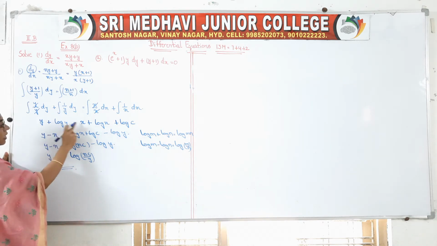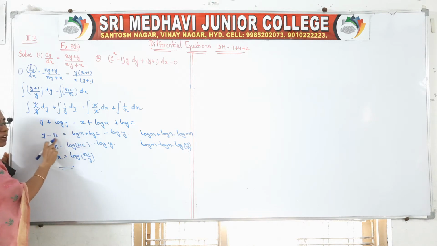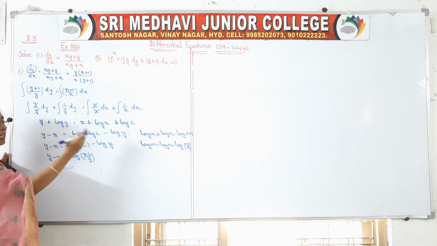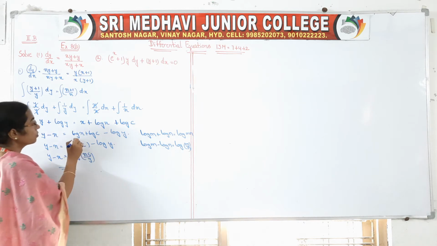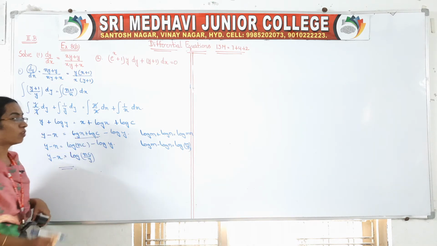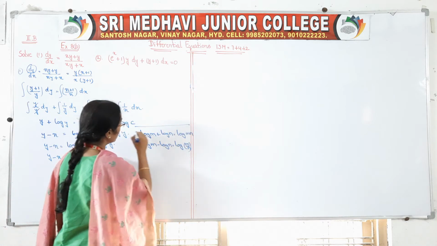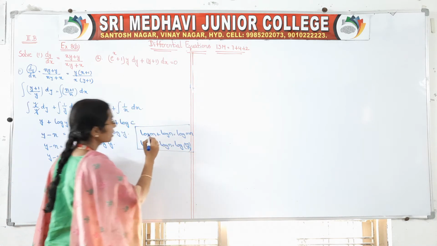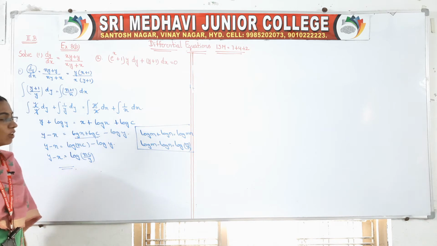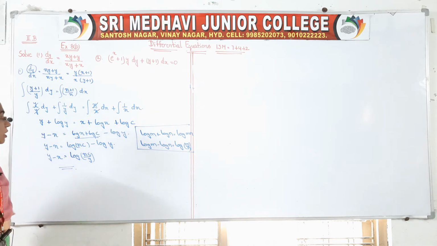So here y is there, bring this x this side, so y minus x, and send this log y that side. So if you observe these two, they are in the form of log m plus log n, right. Two formulas we used, right. First one is log m plus log n is equal to log of m into n.